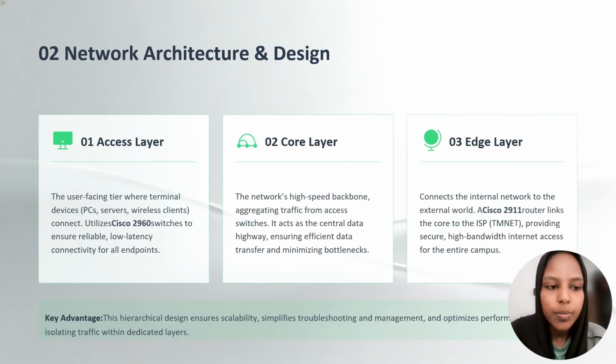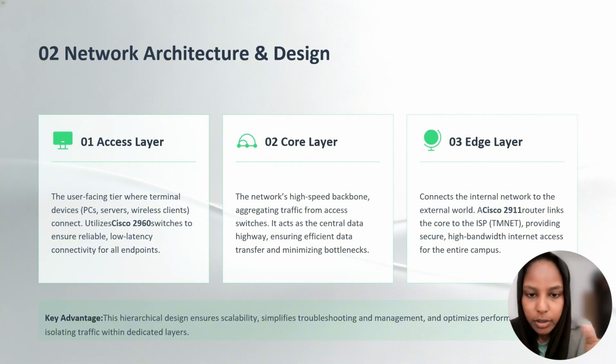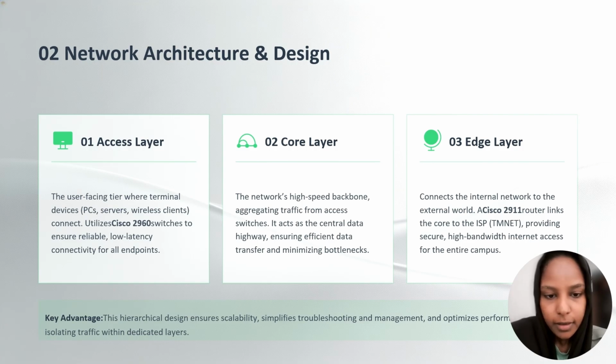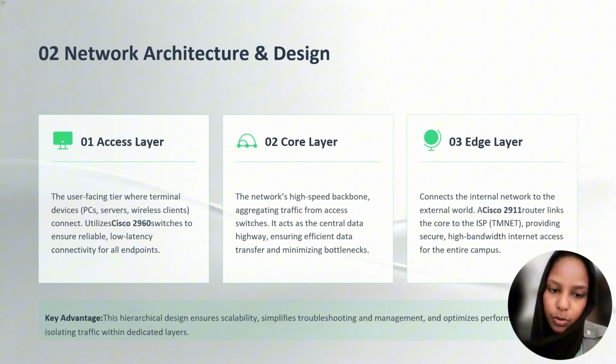Hello, my name is Sarah and I'll be presenting the network architecture and design. So we went with the three-tier hierarchical model. Let me break it down. The first tier is the access tier. This is where all the end devices connect: students' PCs, instructor machines, servers, wireless clients, everything plugs in through Cisco 2960 switches. Above that is the core layer, the high-speed backbone.